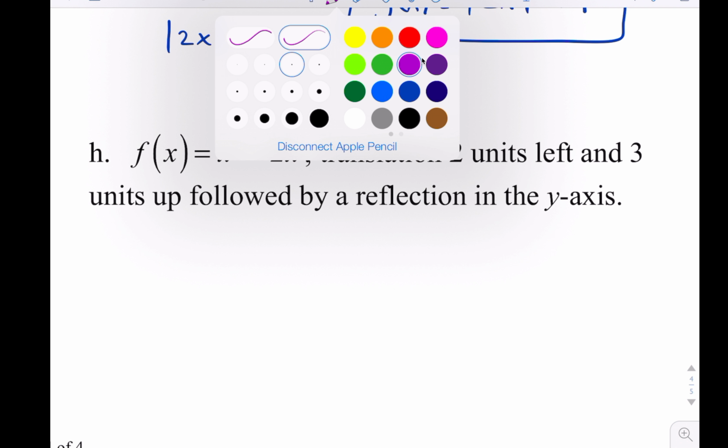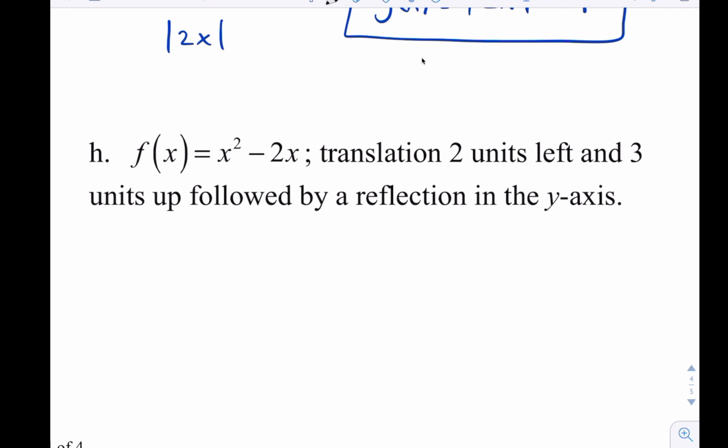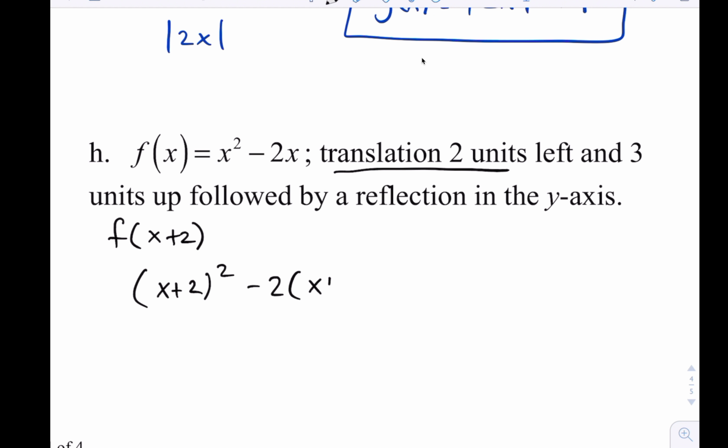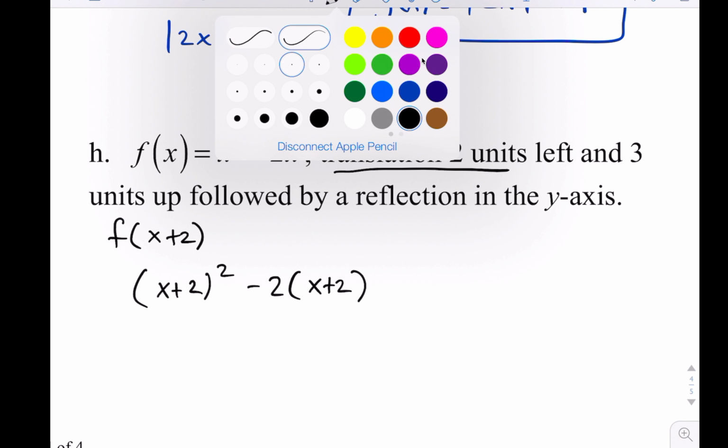Now the last one. So x squared minus 2x. We have a translation 2 units left. When you do a translation 2 units left, that's what technically your function is going to look like. Because this has 2 variables, we need to apply it to both. So this is going to be x plus 2 squared minus 2 times x plus 2, like that. So that part is done.